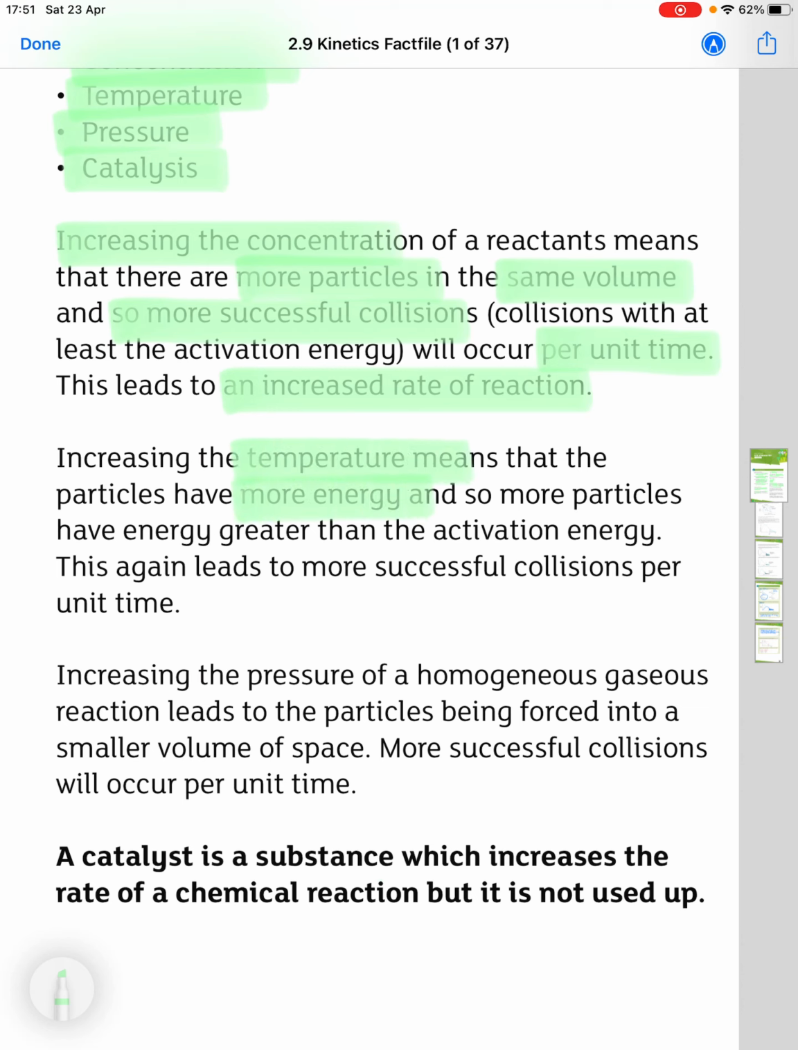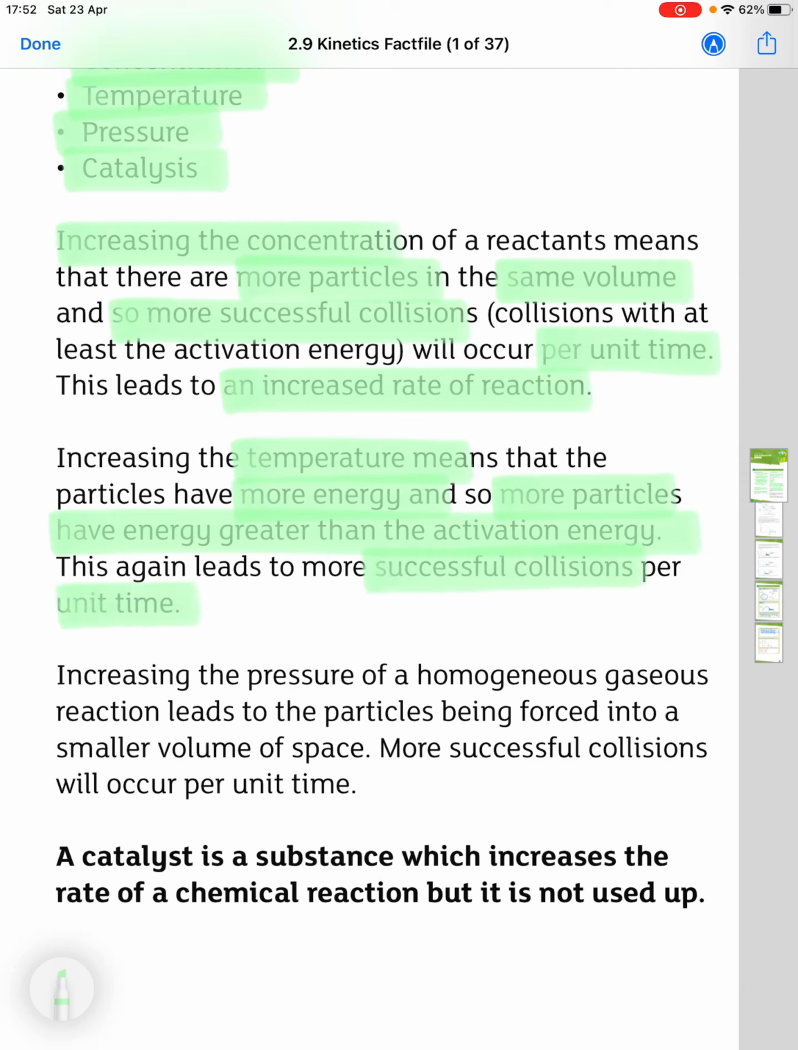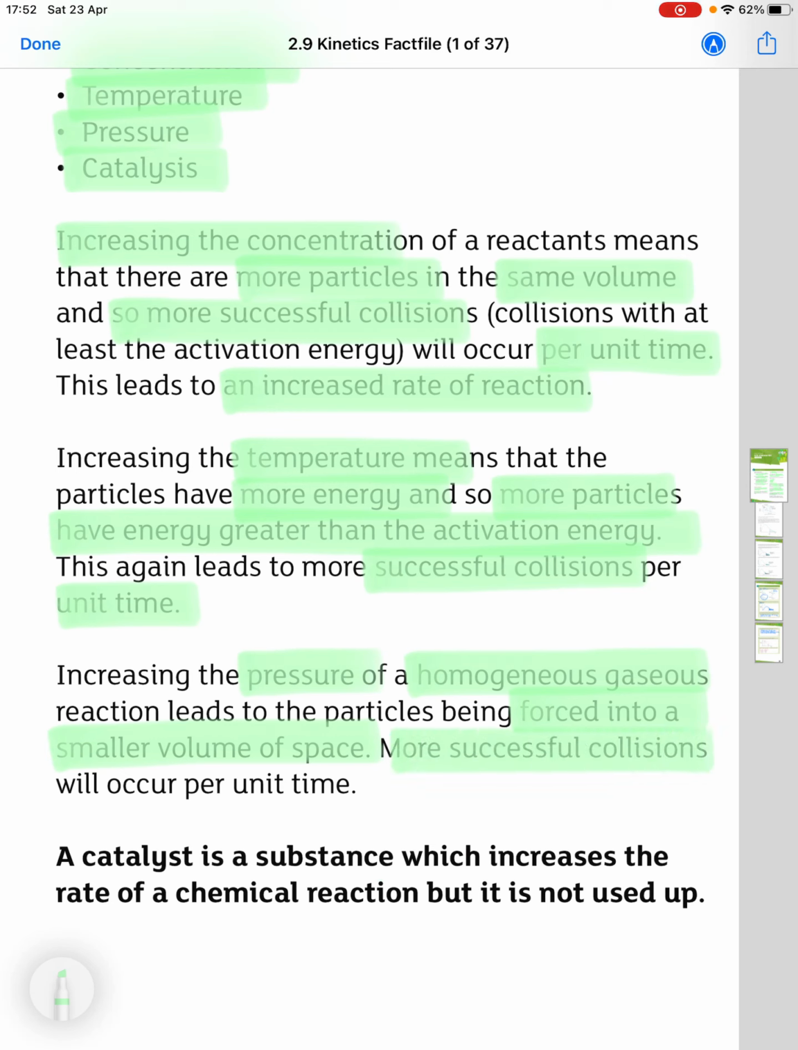Increasing the temperature means that the particles have more energy, and so more particles have greater than the activation energy. This again leads to more successful collisions per unit time. And increasing the pressure of a homogeneous gaseous reaction leads to the particles being forced into a smaller volume of space, which means you have more successful collisions per unit time.